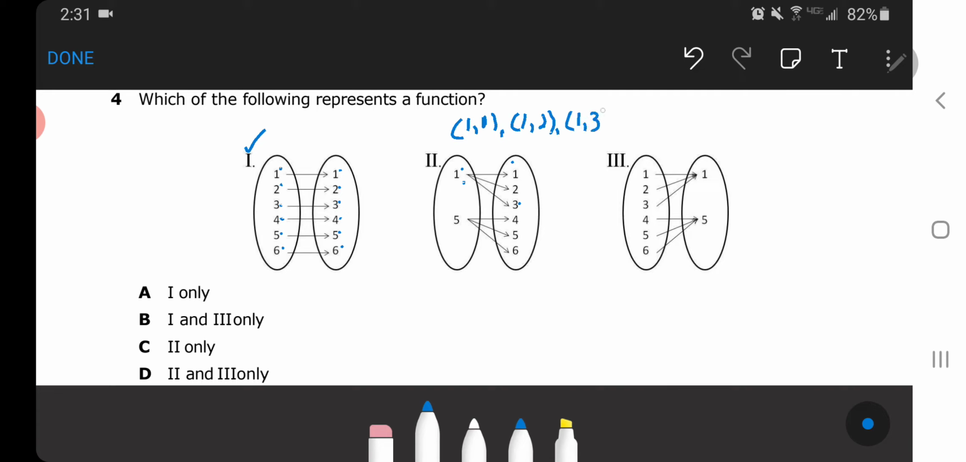And once again, we can see the X value is repeating, or the X value is associated with 3 different Y values. Same with our X value 5. It's going to 4, 5, and 6 for the Y value, so it is not a function.